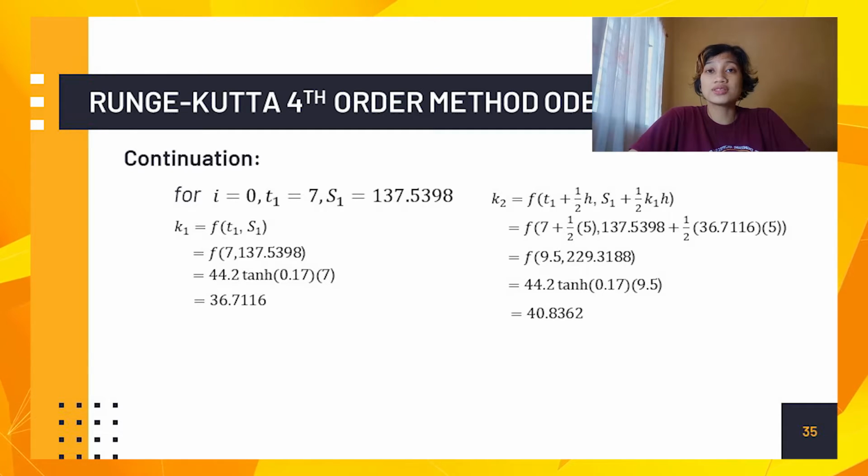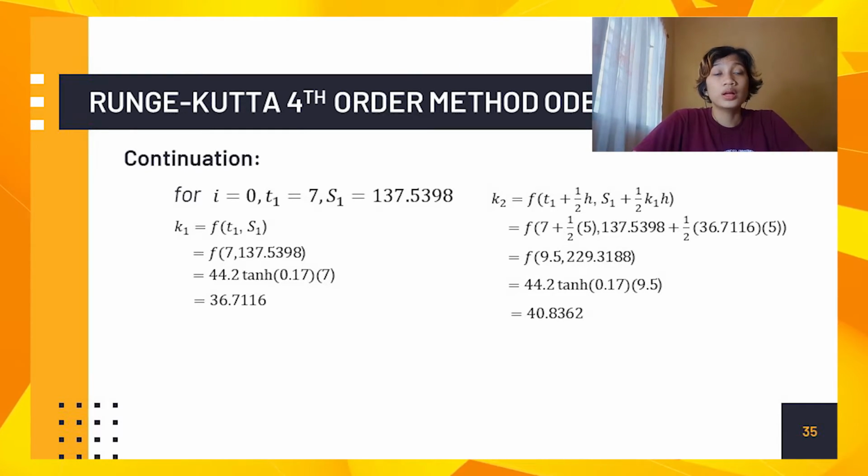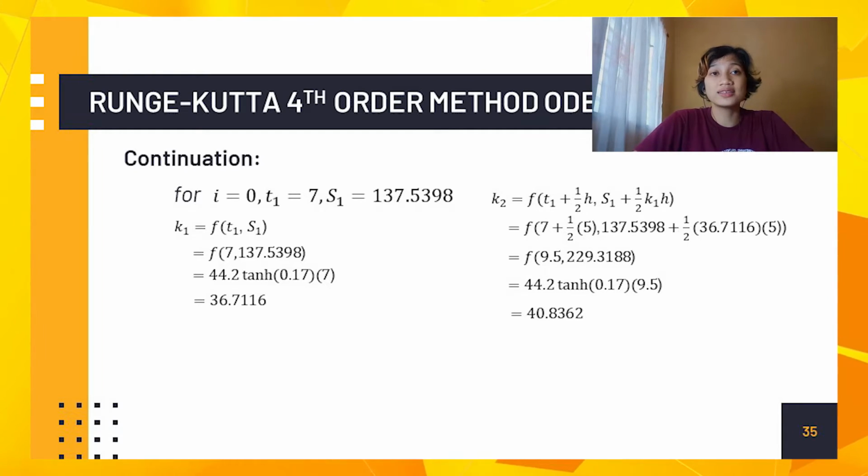For the k sub 1, f times t sub 1, s sub 1, just substitute the value 44.2 tanh times 0.17 times 7. The k sub 1 is equal to 36.7116.